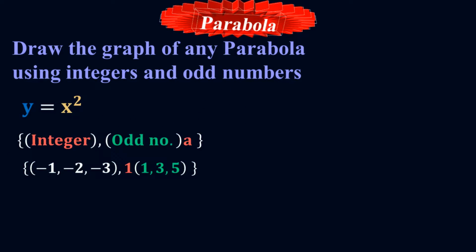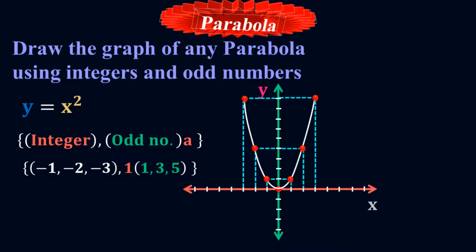Let me show you the graph of x squared. This is the graph of x squared. When you look at this point, -1, which is my integer, I will have 1 here up to the first point, which is 1, because 1 times 1 is 1. This is the method which can help you to draw the perfect parabola. I have integers on one side, which are -1, -2, -3, and then A, which is 1 here, and odd numbers 1, 3, 5.